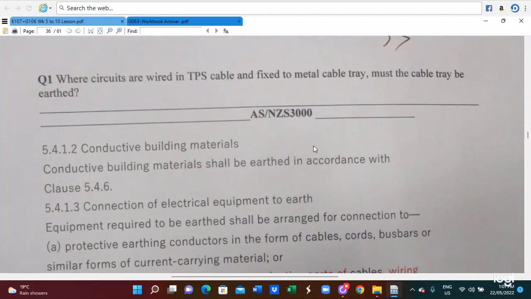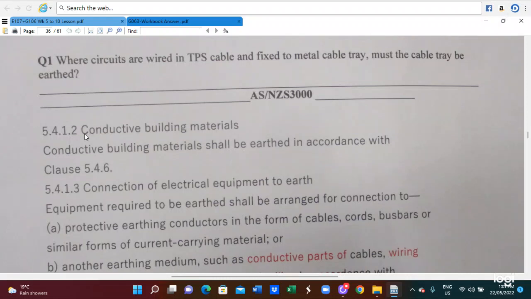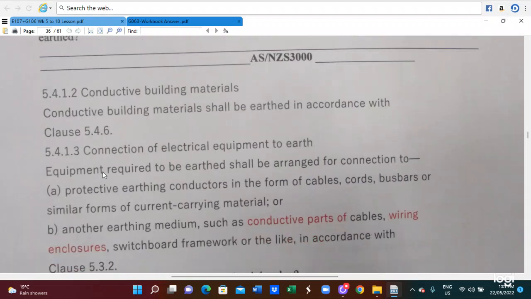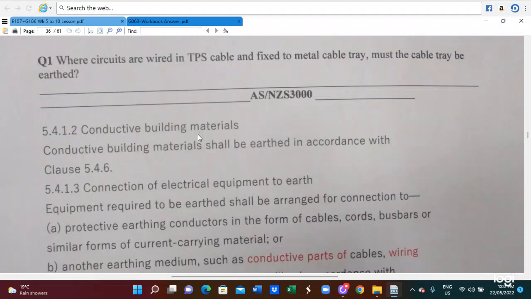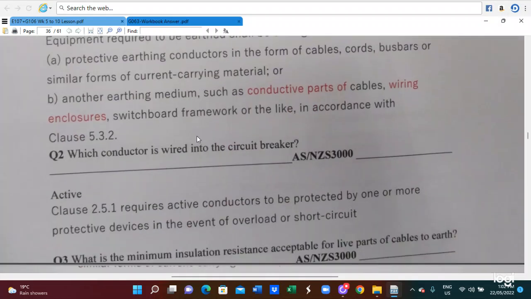So question one, where the circuits are wired, TPS cable fixed to a metal cable tray, must the cable tray be earthed? In this case, we have to follow clause 5.4.1.2, connected to building material, shared with other services, and with clause 5.4.6. The 5.4.1.2 is how to utilize the cable tray, how to do the protection.